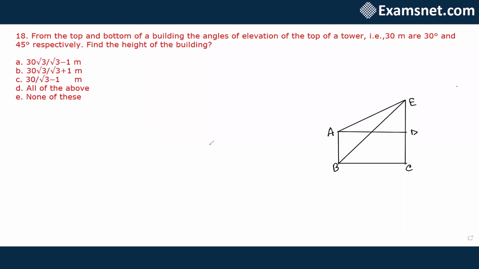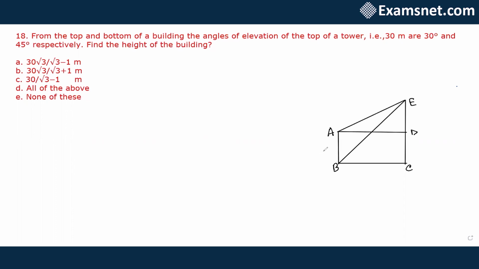Question number 18 states that from the top and bottom of a building, the angles of elevation of the top of a tower that is 30 meter are 30° and 45° respectively. Find the height of the building. I have already done with the construction.